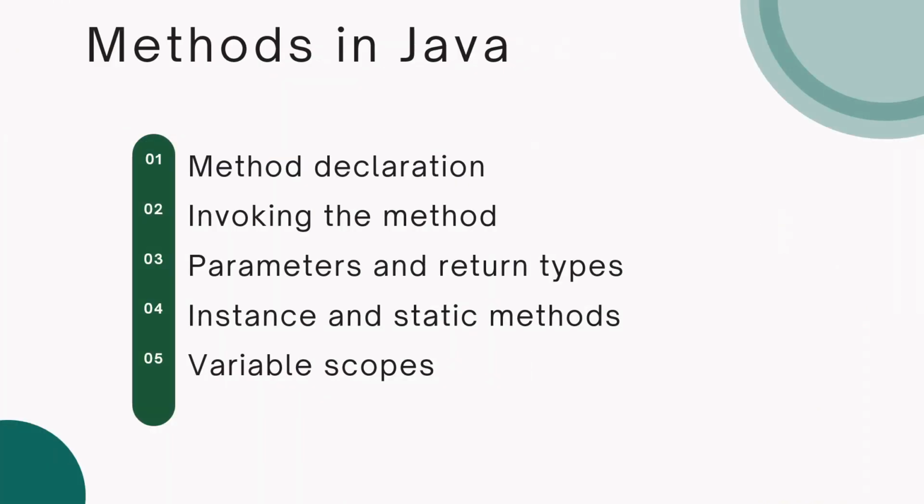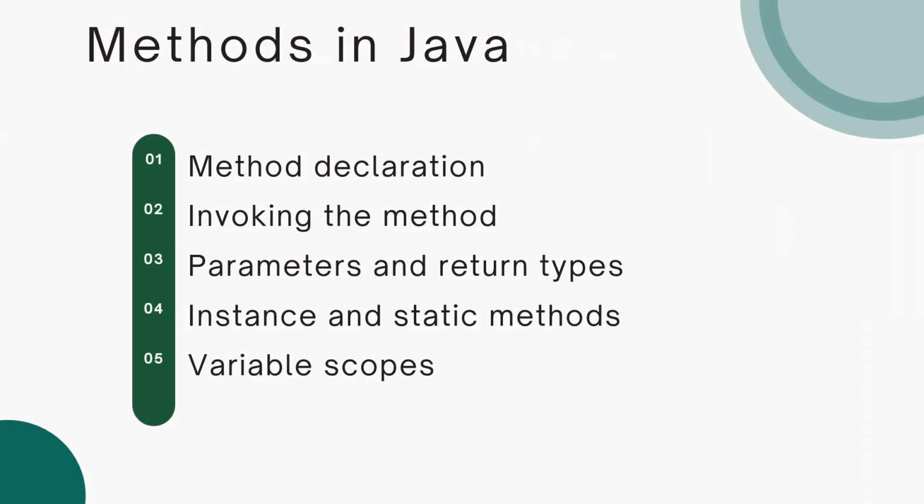Methods in Java. How to declare a method, how to call a method from one method to another method, what the parameters are, and what the return type is, we will see. And what types of methods are available in Java: instance methods and static methods. What are variable scopes? We will discuss more on variable scope because it is an important concept.